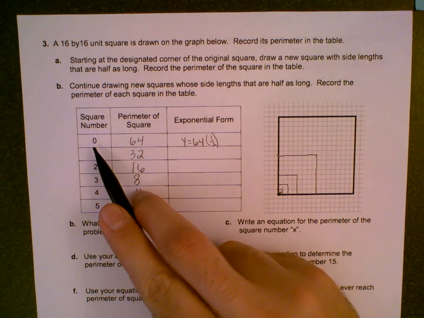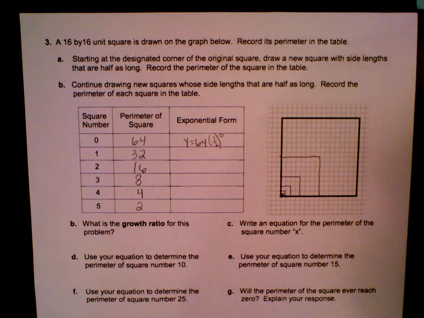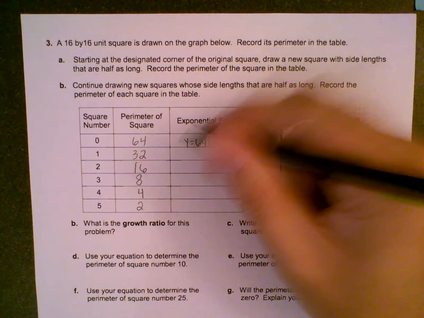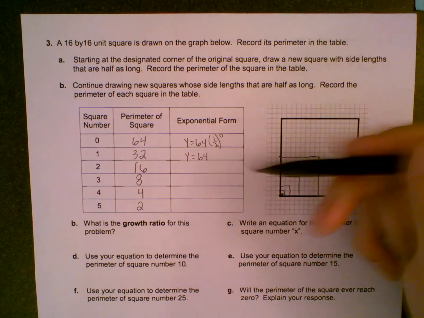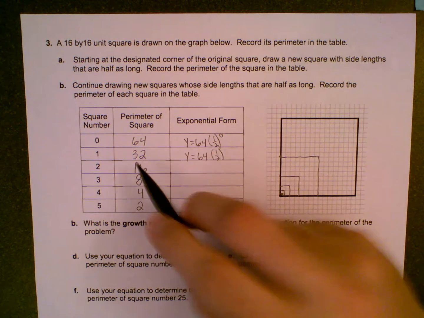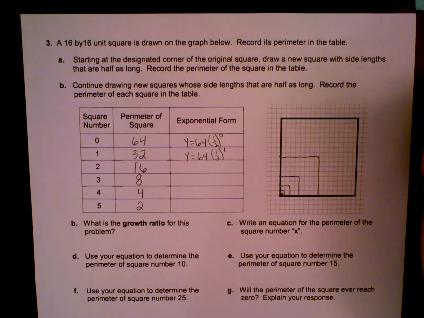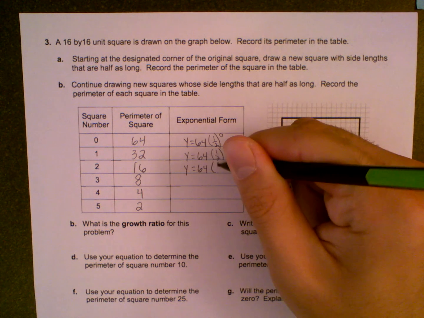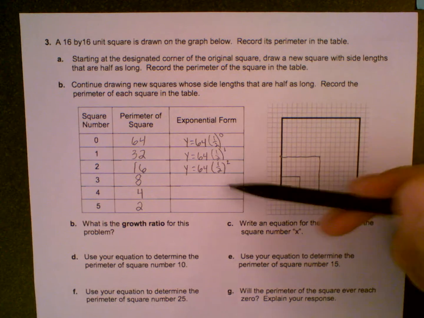And then to what power? It'll be to the 0 power. Next, for number 1, y equals 64 times 1/2, since we multiplied that number by 1/2 now, 1 time, to the first. Continuing, y equals 64 times 1/2 squared. Go ahead and finish your table.